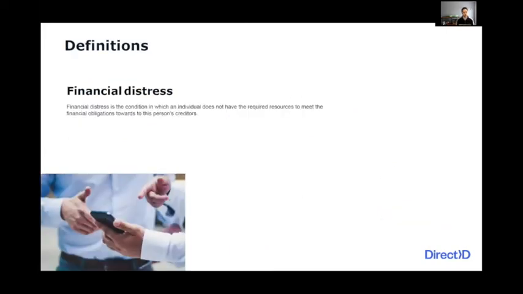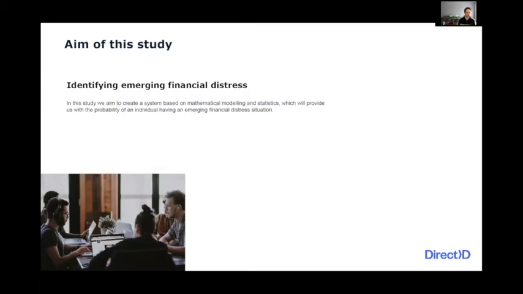Before we talk about our POC, we need to provide a definition of financial distress. Financial distress is the condition in which an individual does not have the required resources to meet the financial obligations towards their creditors. The aim of this study is to create a system based on mathematical modeling and statistics, which will provide us with the probability of an individual having emerging financial distress. The idea is that this can help financial institutions make better decisions on applications.